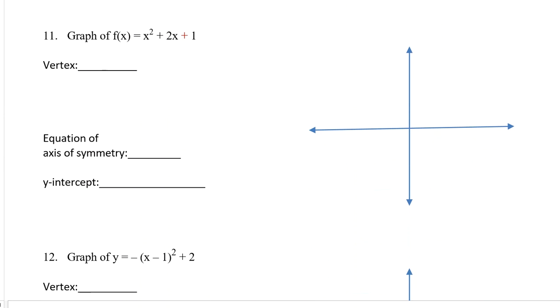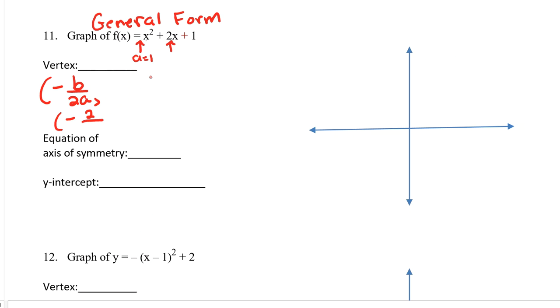All right, let's do some graphing. This was called general form. ax² + bx + c is the general form of a quadratic. And our formula for the vertex from general form is the first part of the quadratic formula, -b over 2a. So we take the values from our coefficients. b is 2, so we take the opposite of 2 divided by 2 times a. a is equal to 1, so -b over 2a gives us the x-coordinate of our vertex.